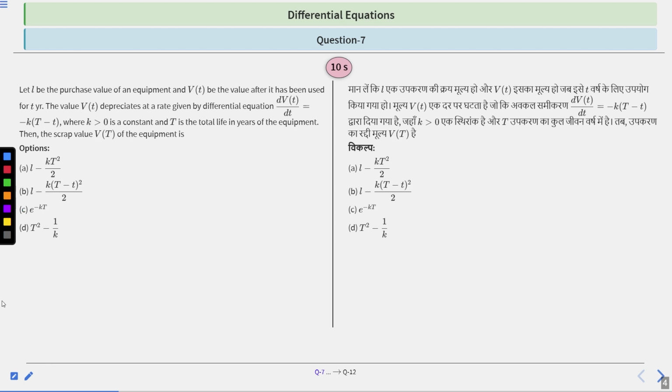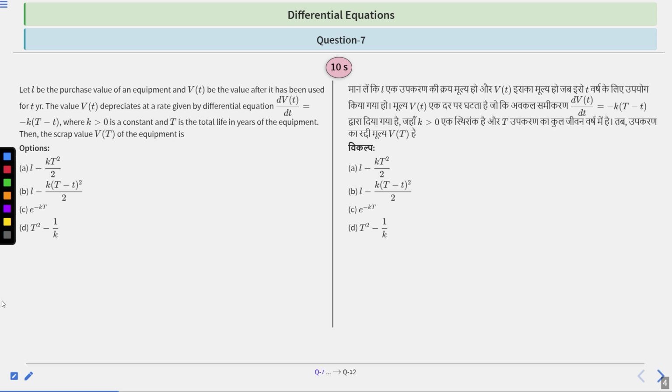Let's start with question number 10, which says, let L be the purchase value of an equipment and VT be the value after it has been used for T years. The value VT depreciates at a rate given by the differential equation dVT upon dt is equal to minus k t minus capital T minus t, where k is greater than 0 is a constant and capital T is the total life in years of the equipment. Then the scrap value VT of the equipment is.